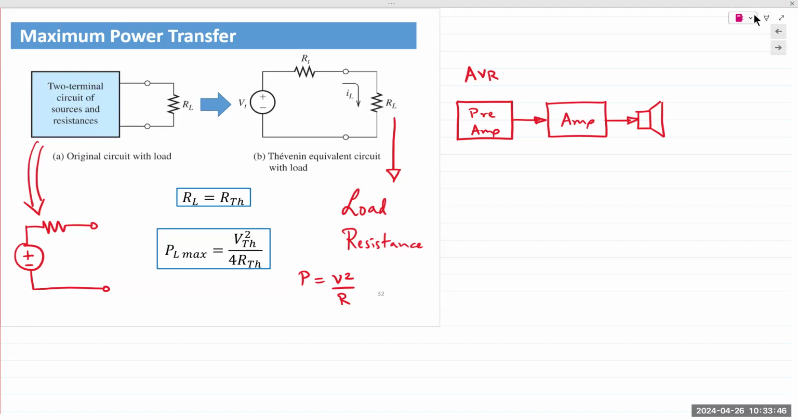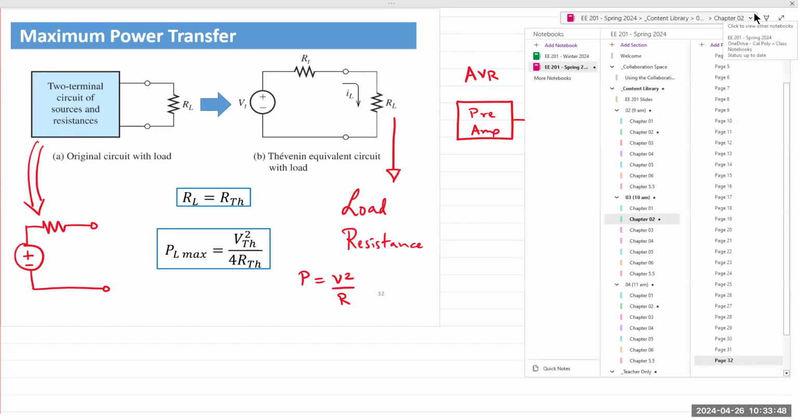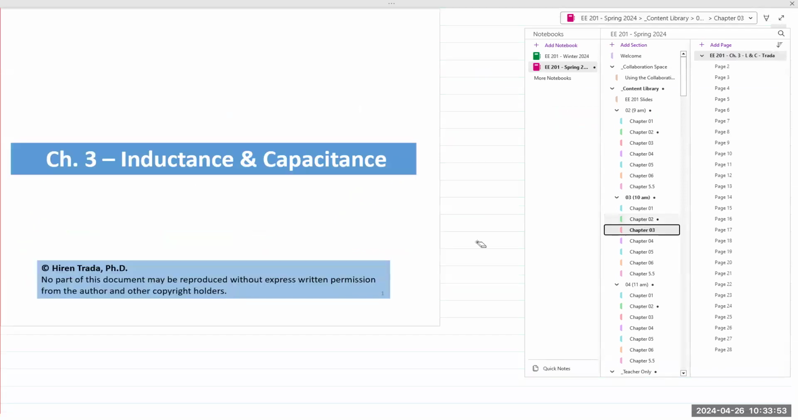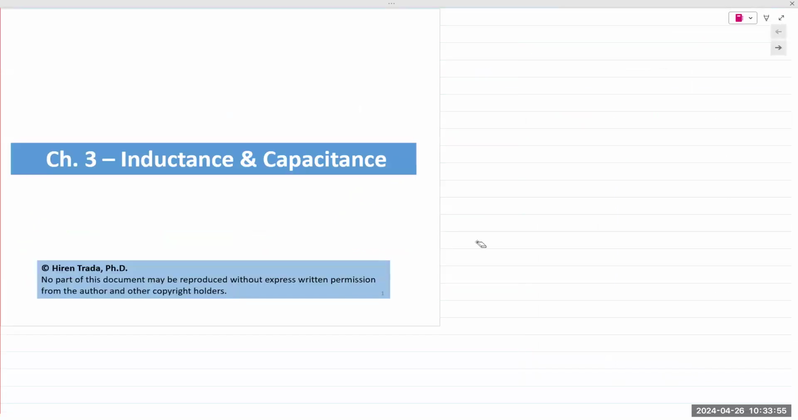So let's go to chapter 3, where we will learn about inductors, capacitors, and their function in electric circuits. From what I understand, the physics classes do cover a little bit of inductors and capacitors, right? At least some of it. Do you remember the equations?